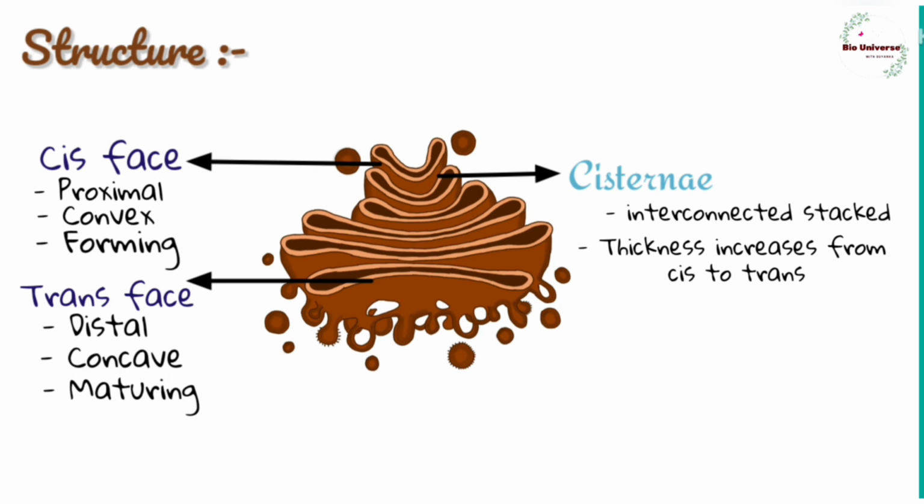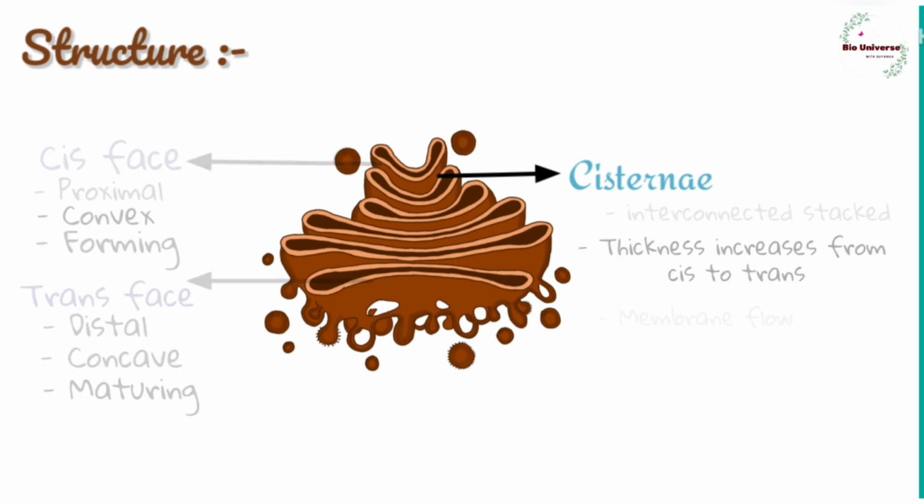The thickness of the first cisterna is 50 to 60 angstrom. Thickness of the second cisterna is 60 to 65 angstrom, thickness of the third cisterna is 65 to 70 angstrom and the fourth cisterna is 75 to 80 angstrom. The phenomenon of passage of membrane components from the proximal end to the distal end of Golgi complex is called membrane flow.